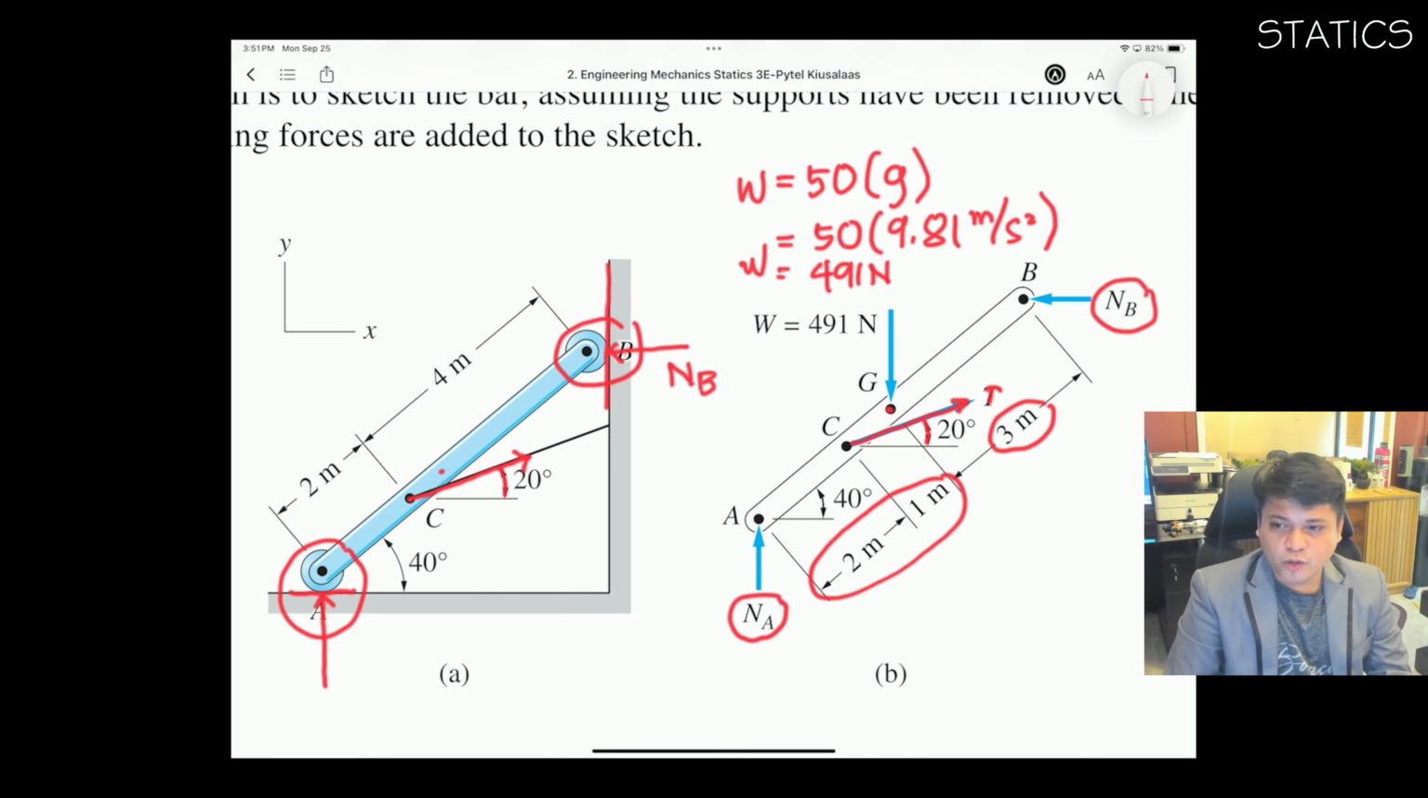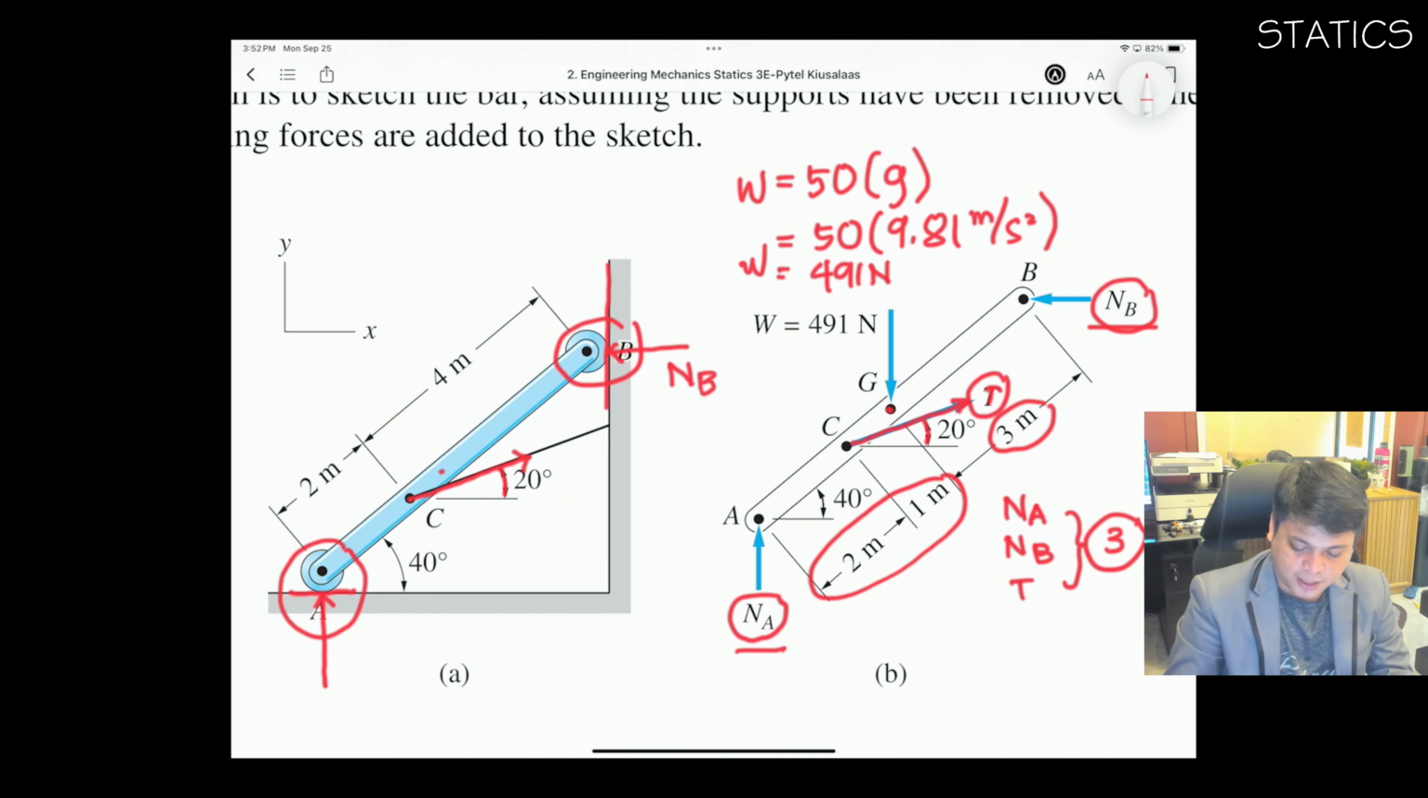Bibilangin mo na lang kung ilan yung unknown. Okay? So, meron tayong isang unknown, 1. Meron tayong pangalawang unknown, 2. At meron tayong pangatlong unknown, which is 3. So, ang mga unknown sa kanya is NA, NB, and T. A total of 3. Okay? So, meron kang tatlong unknowns.